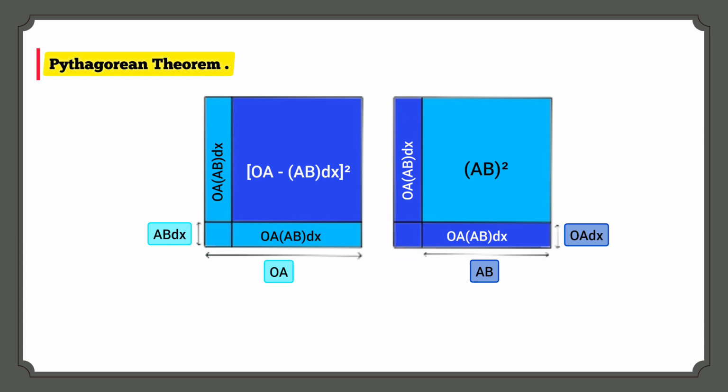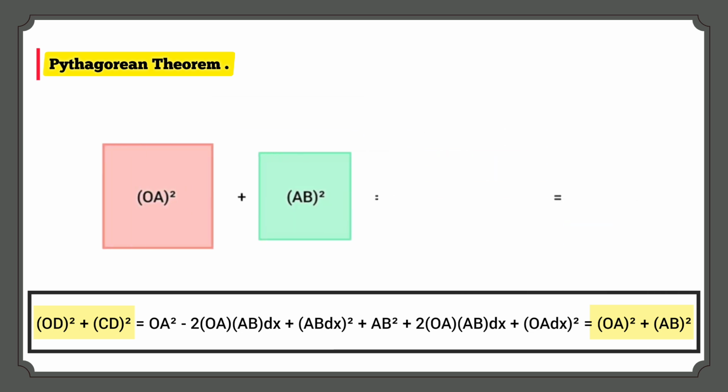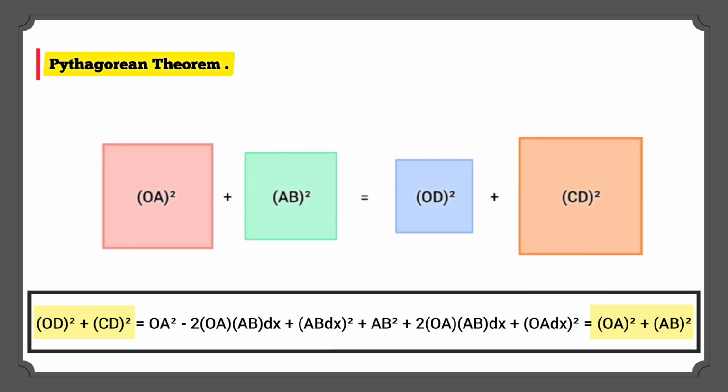Alternately, you could have analyzed the same by using algebraic identities and opening the square and adding the terms: OD square plus CD square equal to OA square minus 2 OA AB dx plus AB dx square plus AB square plus 2 OA AB dx plus OA dx square, equal to OA square plus AB square. Interestingly, this is what the sum of squares of the two legs was when the angle was x. So when we change the angle from x to x plus dx, the sum of squares of the two legs remains the same.